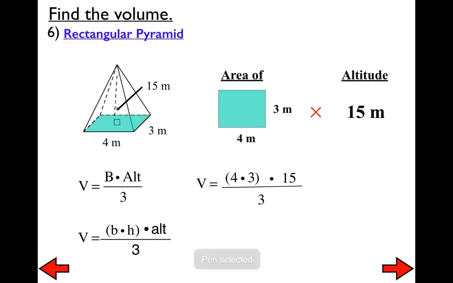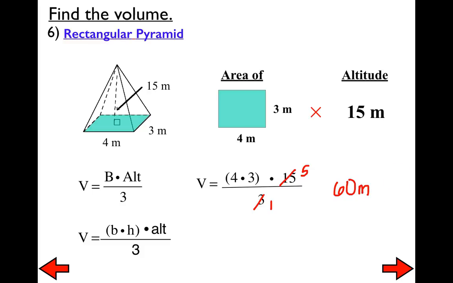Now here we have some options. Some students are going to see that they can cross cancel the 3's and say 3 divided by 3 is 1. 3 divided by 3 is 1. So 4 times 15 is 60 meters cubed. However, other students may see that they can cross cancel with the 15 and the 3. And they'll say, okay, I can go ahead and reduce it by 3. 15 divided by 3 is 5. 3 divided by 3 is 1. If you multiply, here you have 4 times 3 is 12. 12 times 5 is also 60 meters cubed.